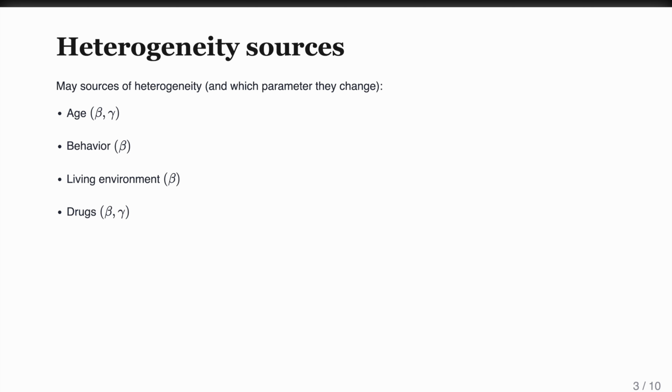Whether you use drugs. They can change beta by changing the probability of transmitting the infection, for example, the antiretroviral drugs for HIV, or they can decrease the period of infectiousness, 1 over gamma.